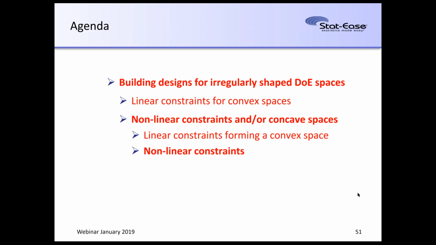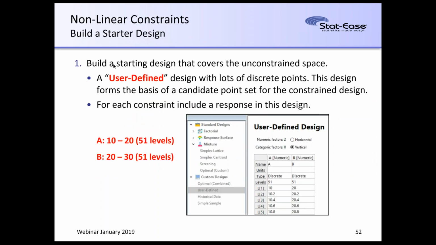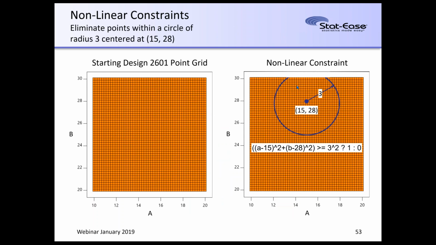Now, nonlinear constraints are pretty much the same thing with just a different constraint function. So I start again by building my user-defined design. So again, I'll use A from 10 to 20 and B from 20 to 30. This time what I want to do is eliminate the runs inside this blue circle.